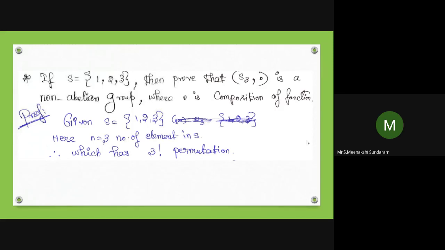Now, in this condition, if S is equal to the set of all {1, 2, 3}, then prove that S3, the suffix indicating the number of elements in the set S, with the circle indicating composition mapping, is a non-abelian group. Here the circle is the composition of functions: f composed with g is f of g of x, and g composed with f is g of f of x, normally we can say.